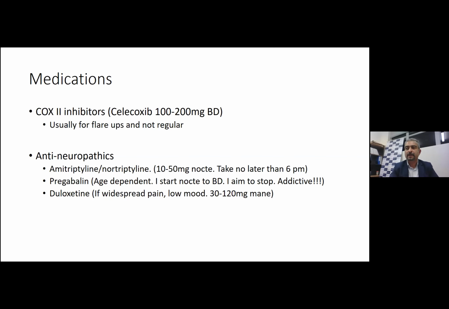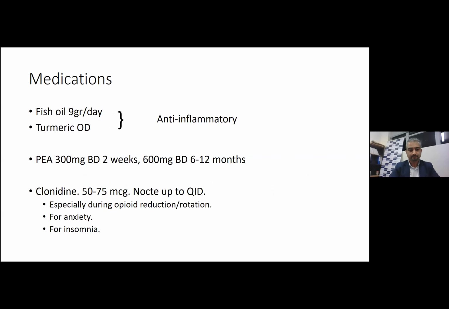Pregabalin is another one. I start at a very low dose at night time and gradually build it up. If there is no effect, I wean and I stop, because pregabalin has got some addictive properties. And if I think the patient has got anxiety, depression, or some kind of widespread pain, I'd go for duloxetine because that can be useful for that purpose as well.